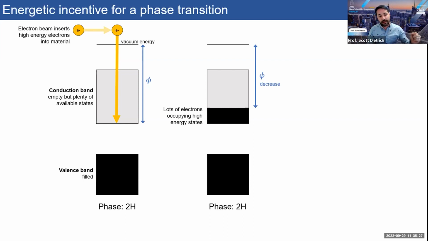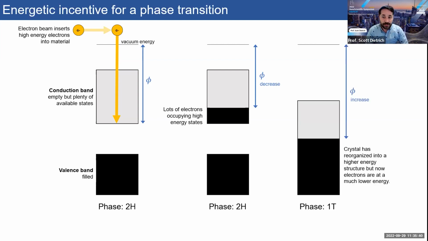We can think of it like filling up a water tower. Eventually, if it's not structurally sound, the water tower will collapse and allow the water to drop down to a lower state. And this is what would happen in a phase transition: the crystal has gone to a higher energy state, like a metastable state, but the entire system of ions and electrons has now come to its full minimum in energy. And so this is the energetic incentive for the phase transition.